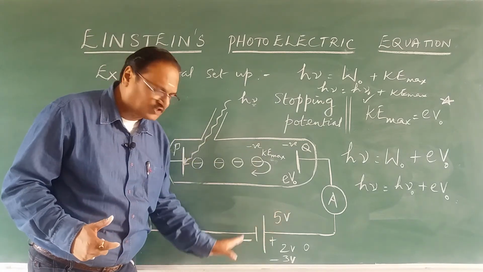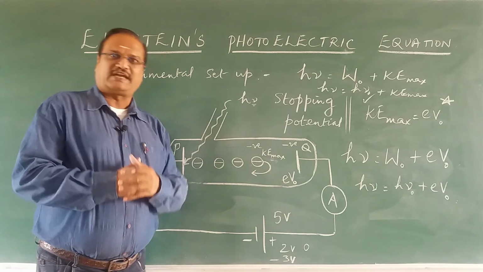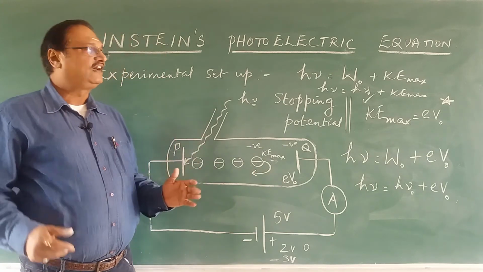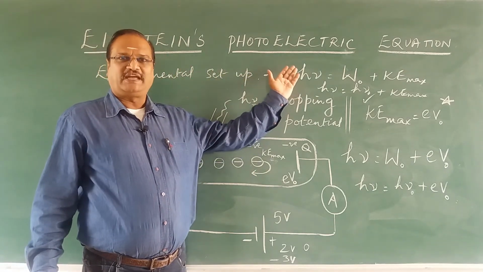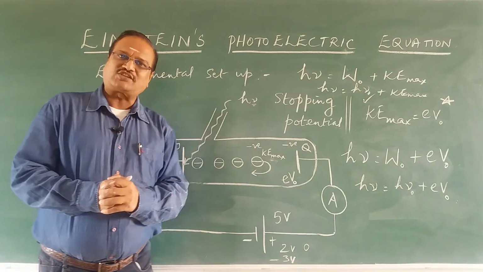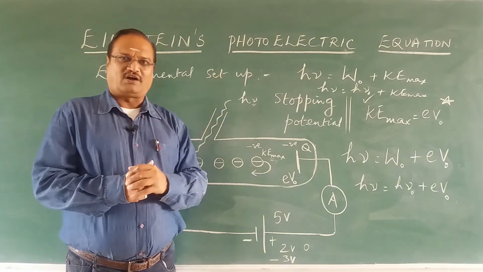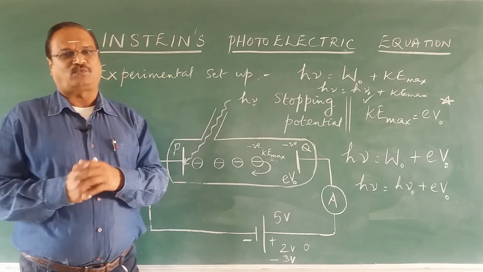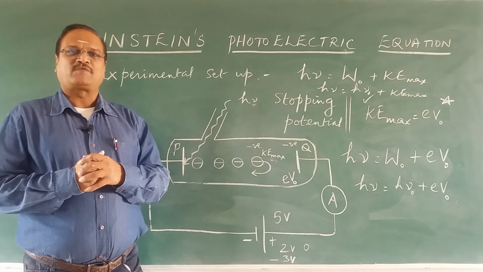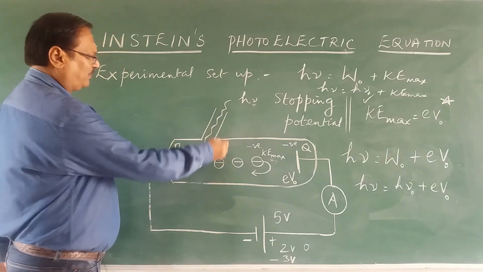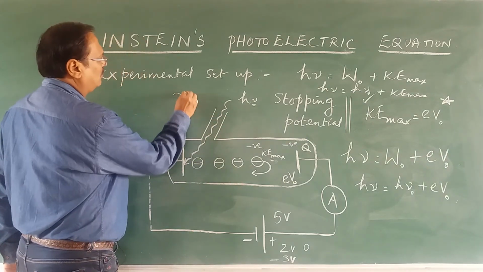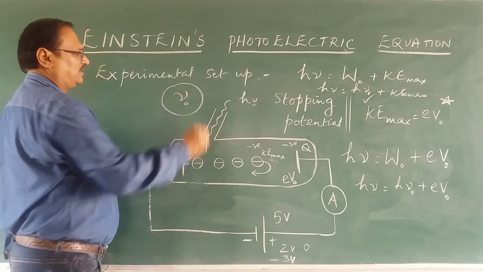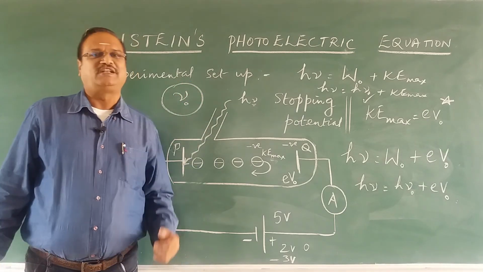And there will be a reversible key, and a more complex diagram will be there, but don't worry, understand the concept. So h nu is equal to KE max plus W naught, or h nu is equal to EV naught plus W naught, where the work function is W naught, the minimum energy required to remove the electron. Okay, next video we will learn more.